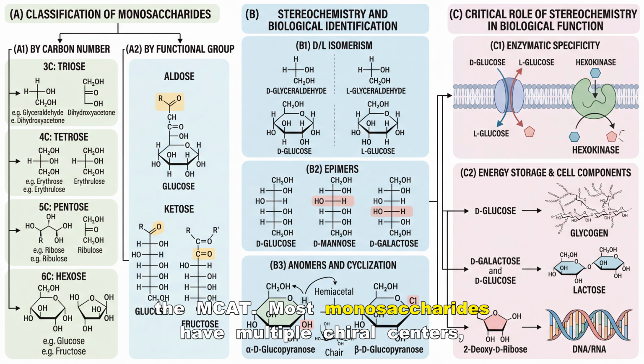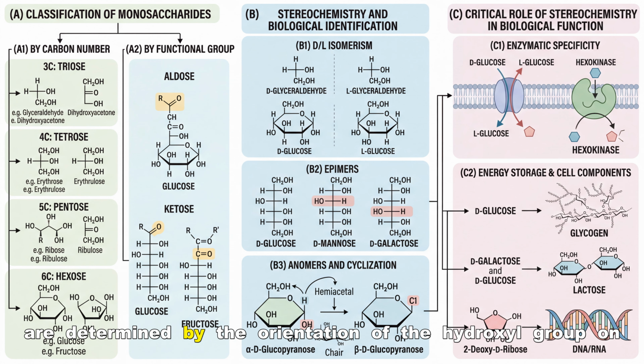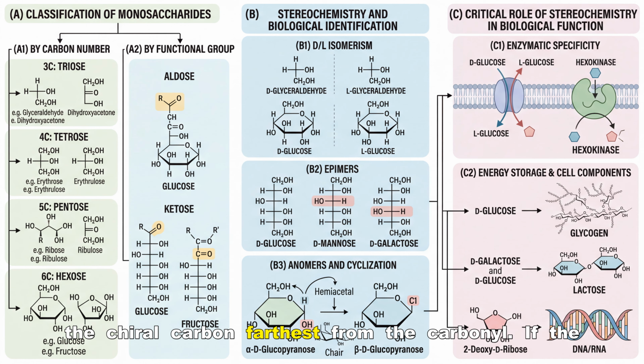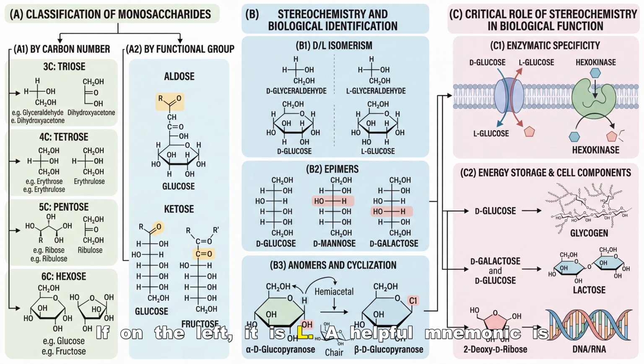Most monosaccharides have multiple chiral centers, leading to D and L configurations. These are determined by the orientation of the hydroxyl group on the chiral carbon farthest from the carbonyl. If the hydroxyl is on the right in a Fischer projection, it is D. If on the left, it is L. A helpful mnemonic is D is right. Importantly, human metabolism primarily uses D sugars.